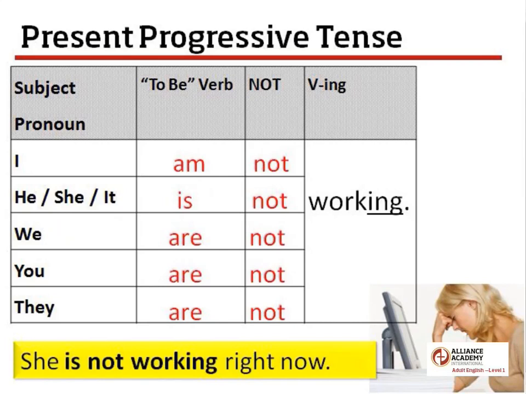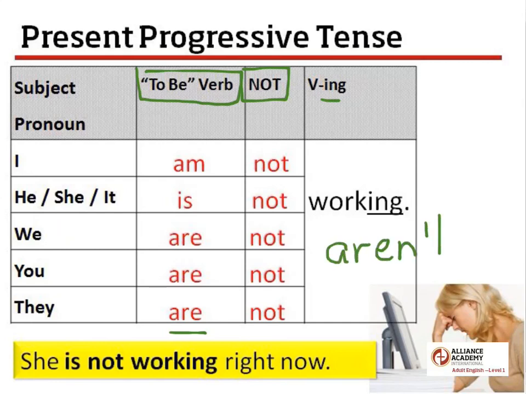So, here's a table that will help us see it clearly. Remember, we need to use the to be verb and then not with the verb and ing when we make our sentences negative. So I am not working, he or she is not working, we are not working, you are not working, and they are not working. And this sounds kind of strange. We can actually do a lot of contractions with that. So we can say aren't if we want to make a contraction.